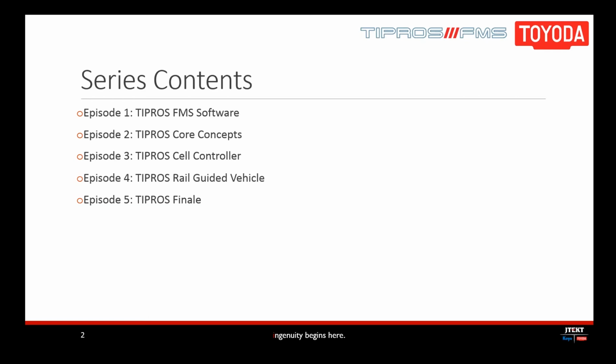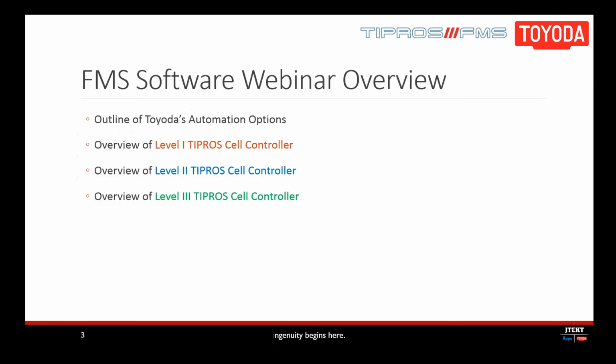Episode 4 talks about the heart of the cell, the RGV. Without this essential piece, lights out operation would not be possible. If you attend the 4th session, we'll show you how to keep the cell running. And then on our 5th and final entry, we'll use that to answer any questions that you may still have. We'll connect to the FMS and run through a few demos. So today we'll begin by outlining Toyota's FMS options, and then we'll dive into the basic capabilities at each of our software levels.